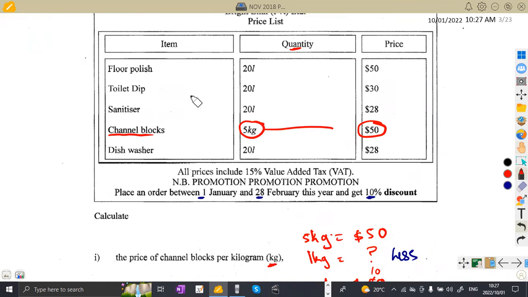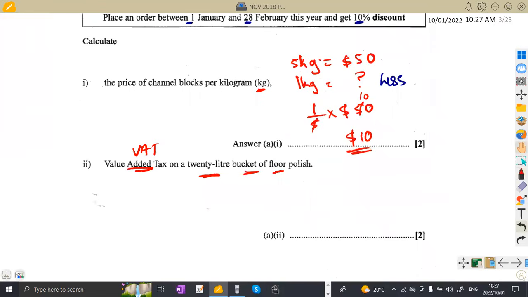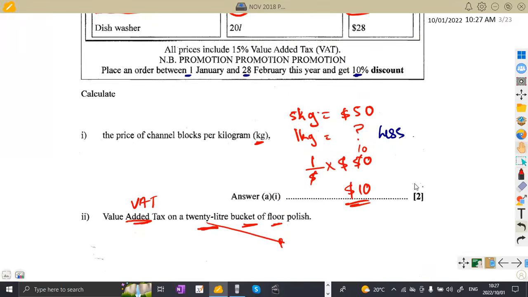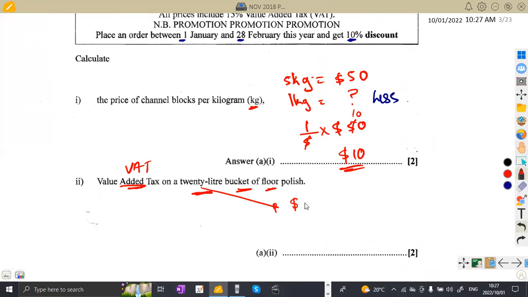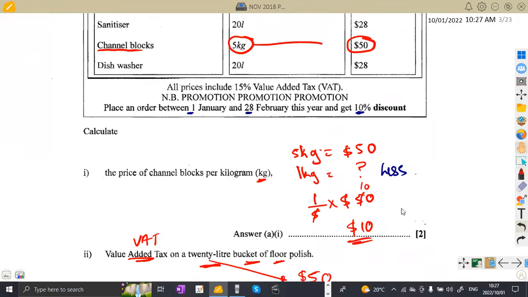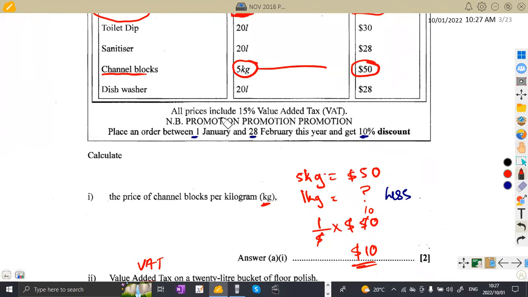Let us get back to this table. The floor polish here is being sold in 20-liter buckets. A 20-liter bucket costs $50. Okay, so this is the amount that corresponds to a 20-liter bucket, which is $50. This amount that we see includes VAT, because we are given that all prices include 15% value added tax. Now they want you to calculate that VAT.